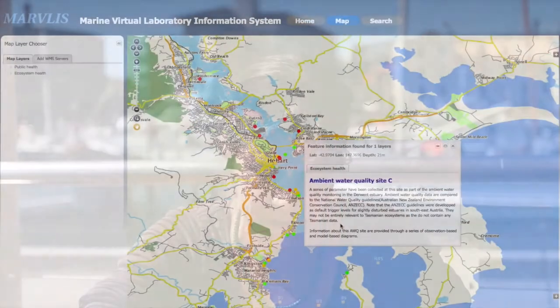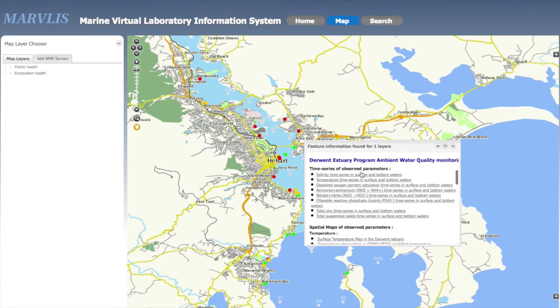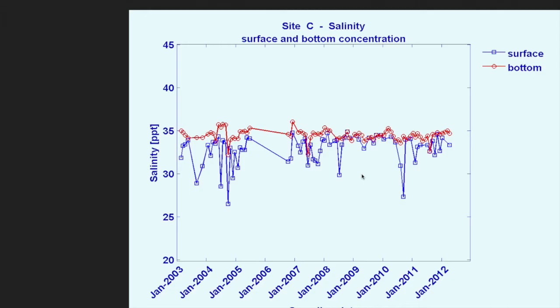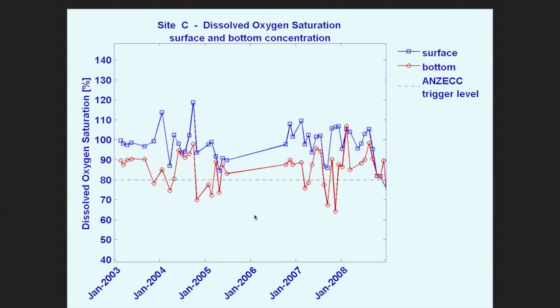And again, the MARVLIS project was quite useful in that you can look at individual sites, going back all the way to 2003, and look at time series of temperature, salinity, dissolved oxygen, total suspended solids, a whole range of nutrients, chlorophyll, and also zinc levels at each of those sites. Monthly data, again, going back to 2003. So that was quite useful.